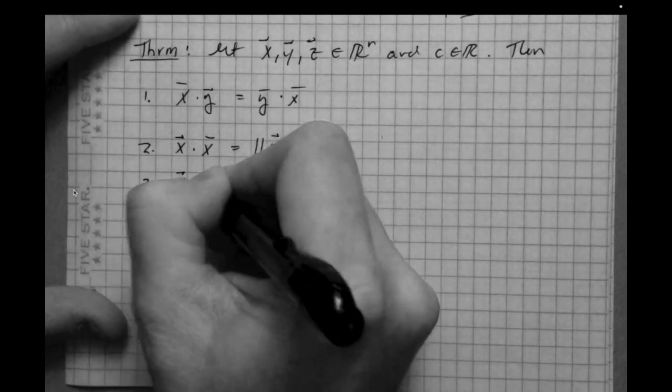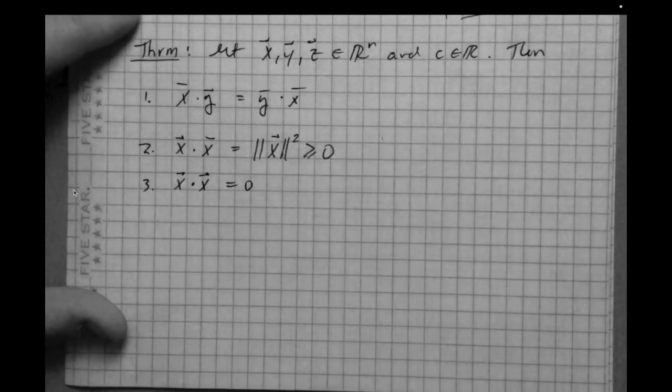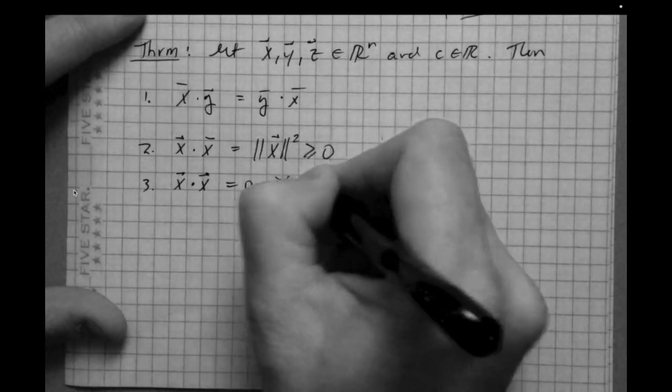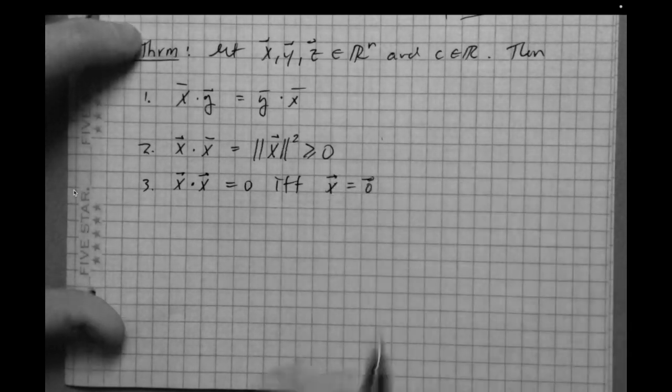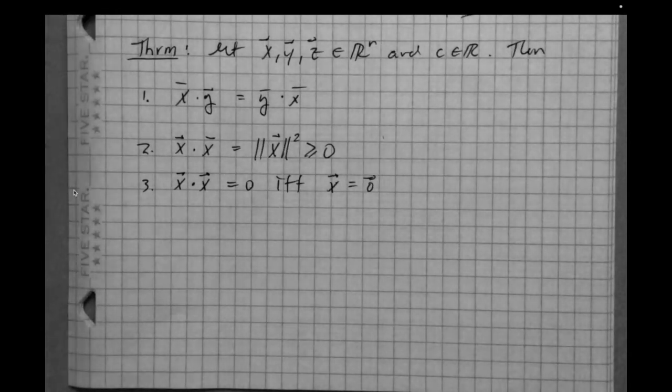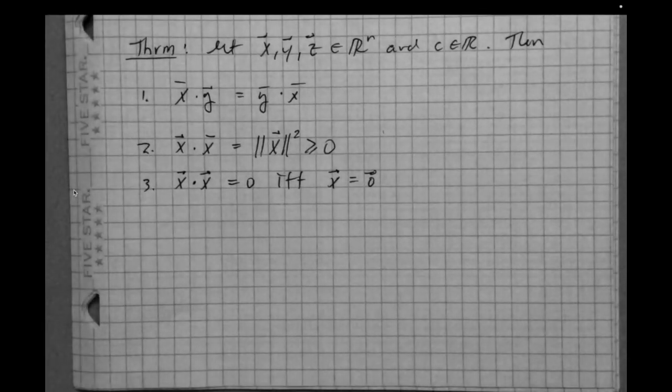x dotted against itself equals 0 if and only if the vector x is the 0 vector. Okay. Right, so number 2 says that dotting a vector against itself is equal to the square of the norm of the vector, and it's always greater than or equal to 0. Number 3 says it's equal to 0 if and only if x happens to be the 0 vector.